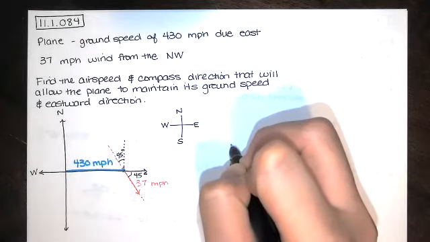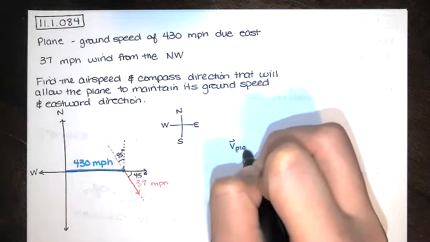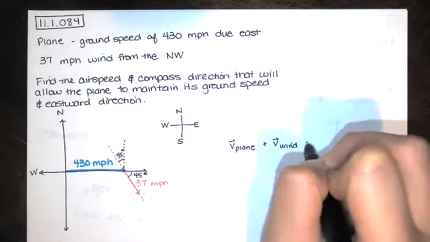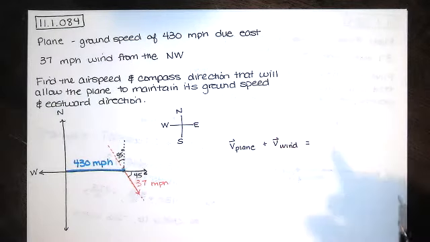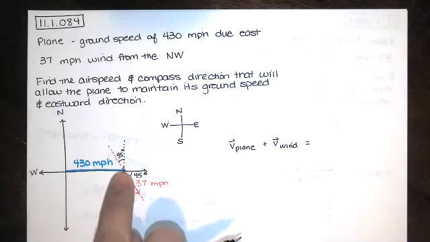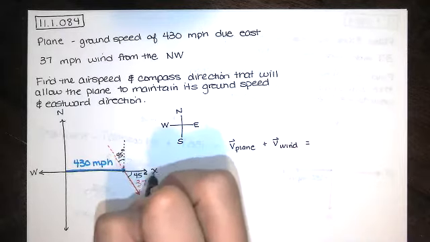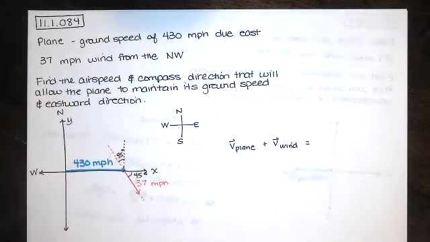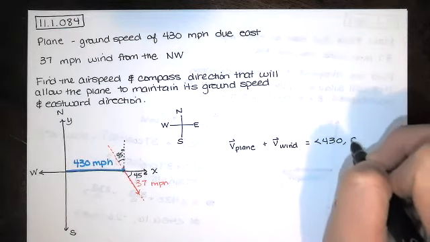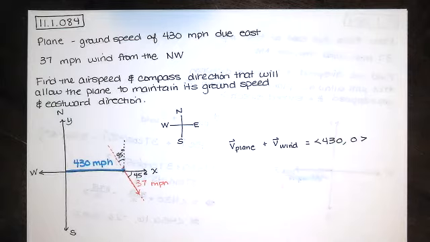So I want the velocity of the plane plus the velocity of the wind to equal this velocity, which is 430 miles per hour in the eastward direction. I'm thinking of my north, south, east, west, superimposed on the XY plane. We can think of that as 430 times i hat, or we can write it in component form. I prefer component form myself.